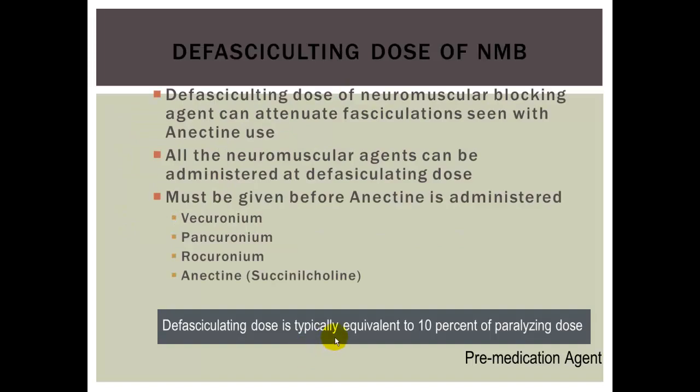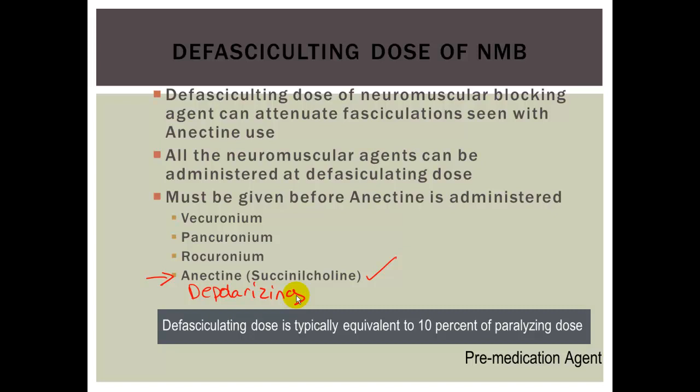Defasciculating dose. Now, a lot of people get confused on this one. One of the things about succinylcholine, or Sux, is that it is the only depolarizing paralytic that we have. It works different than any other neuromuscular blocking agent. The way that it works and how it causes the fasciculations can actually give us more problems.